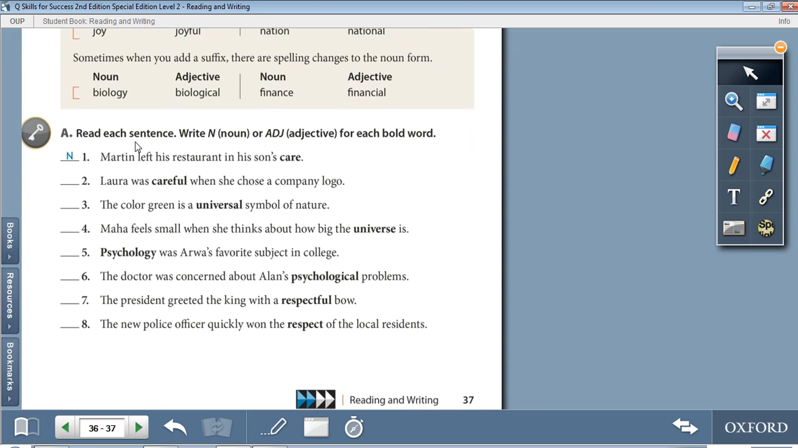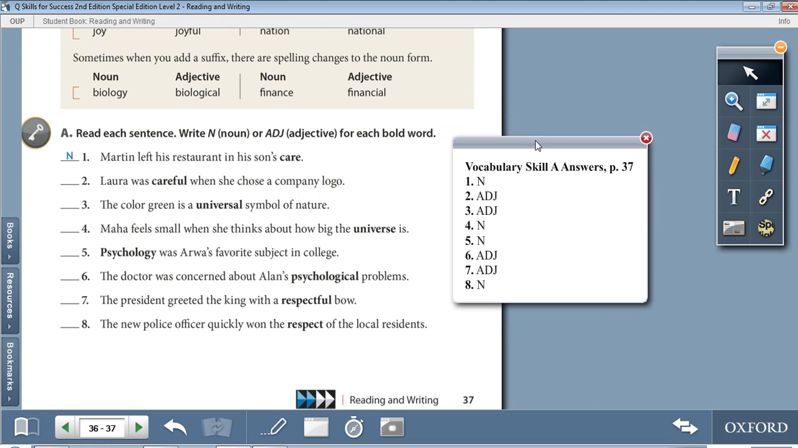In activity A, read each sentence, write N for noun or adj for adjective for each bold word. Number 1. Martin left his restaurant in his son's care. Care is a noun. 2. Laura was careful when she chose a company logo. Careful is an adjective. 3. The color green is a universal symbol of nature. Adjective. 4. Maha feels small when she thinks about how big the universe is.